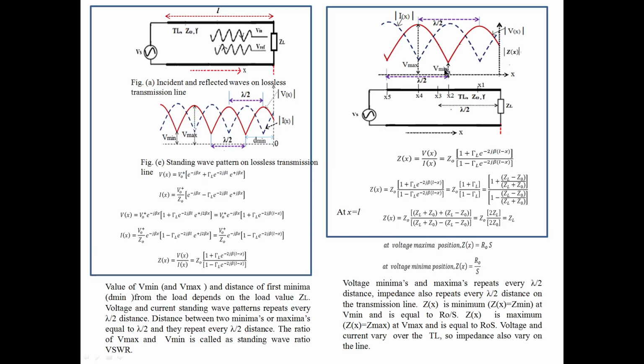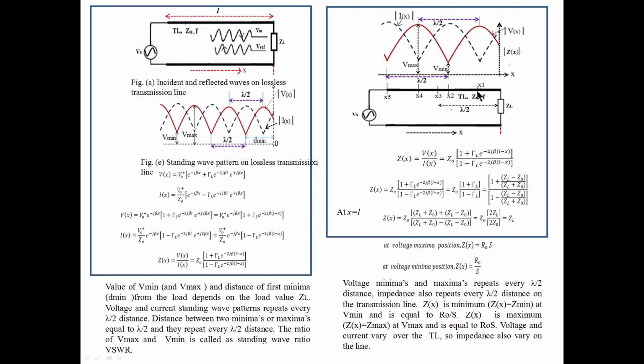Similarly, Z minima is R naught by S. R naught by S is the minimum value, and R naught into S is the maximum impedance. At this position the maximum is R naught into S, and at this position R naught divided by S is the minimum impedance. That we studied, and we also proved R naught by S and R naught into S. In between, it varies. So minimum impedance and maximum impedance are real.